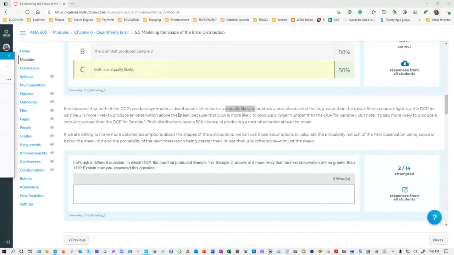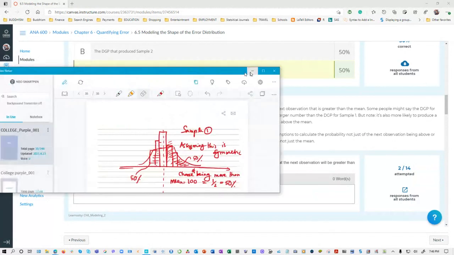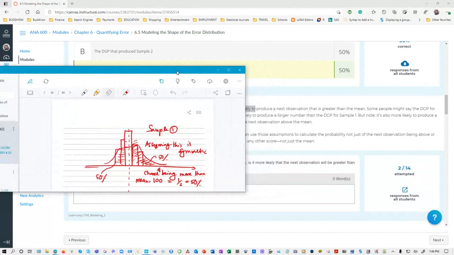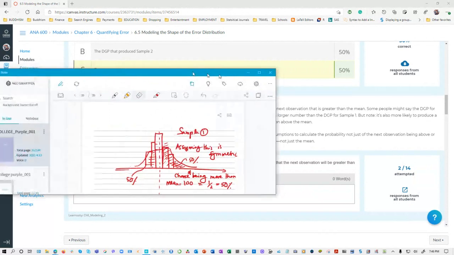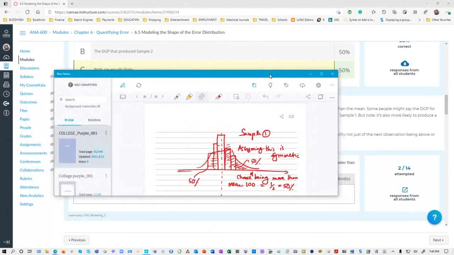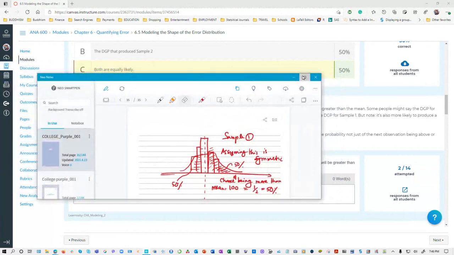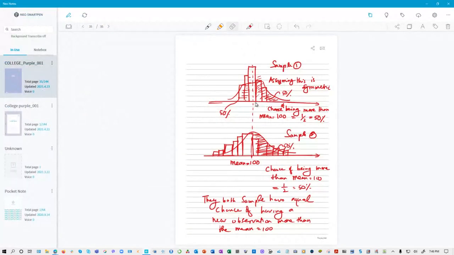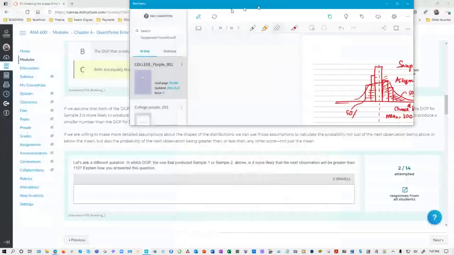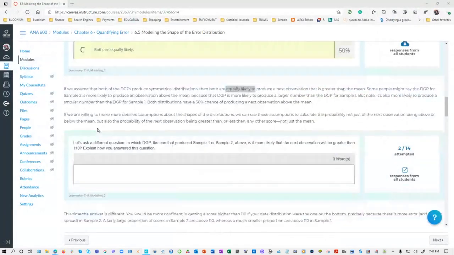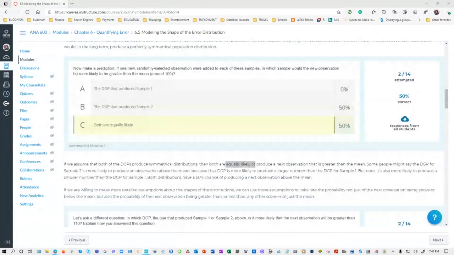The next observation, that's crazy. Therefore, both are equally likely to produce a next observation that's greater than the mean. They say that later on. Not only that, we can talk about not just more than the mean, but any particular value, and see whether the area is going to be the same or not. That's what we are trying to discuss here. That's what they meant over here.